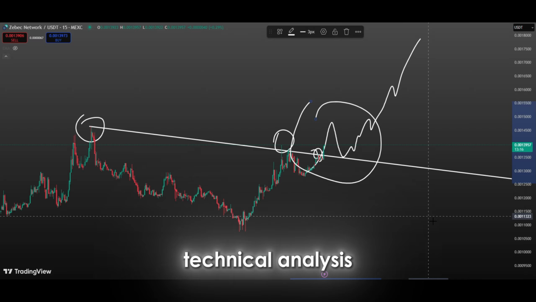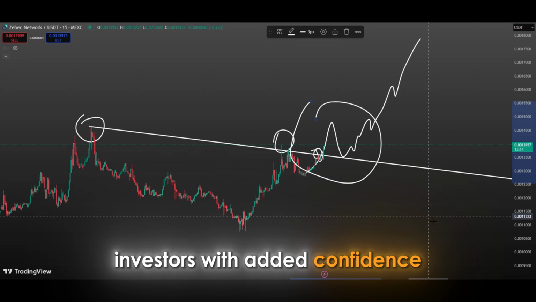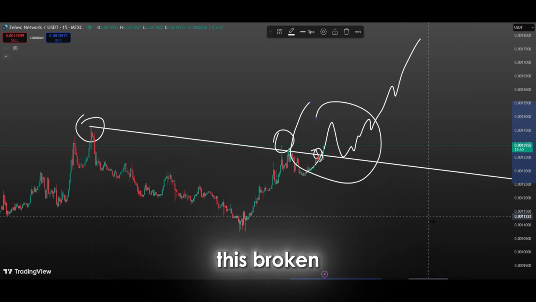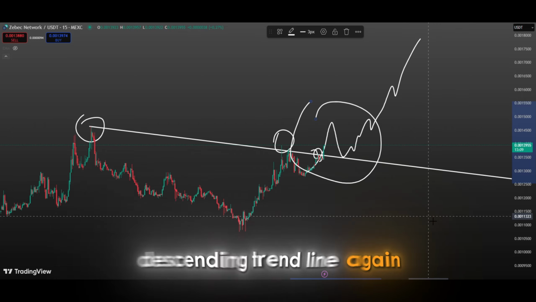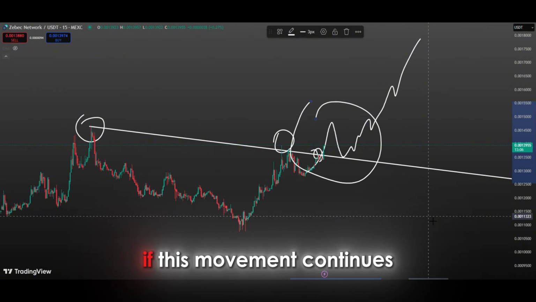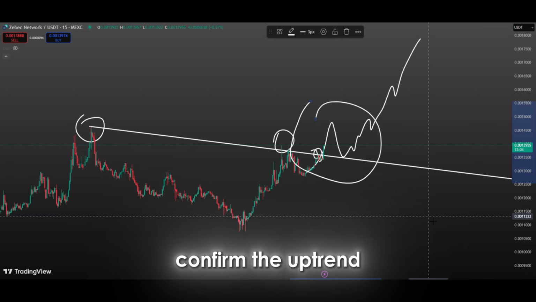In technical analysis, a retest is an important behavior that provides investors with added confidence and confirms the validity of the breakout. In the current situation, the price appears to be approaching this broken descending trend line again, and has started to bounce upward from this area. If this movement continues and the price sustains above this level, it would technically confirm the uptrend.